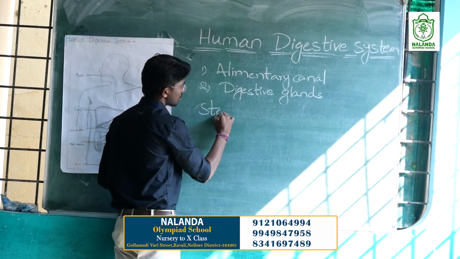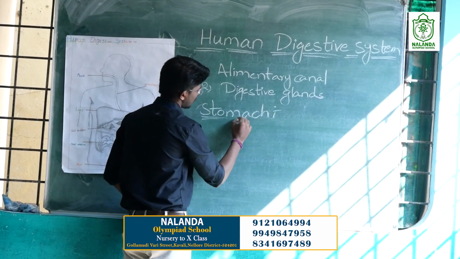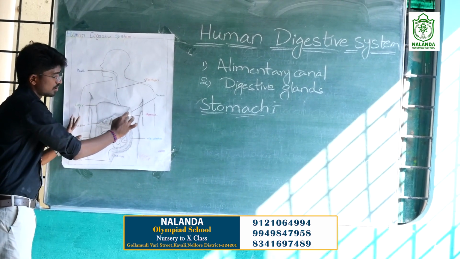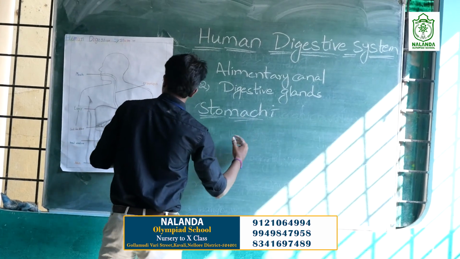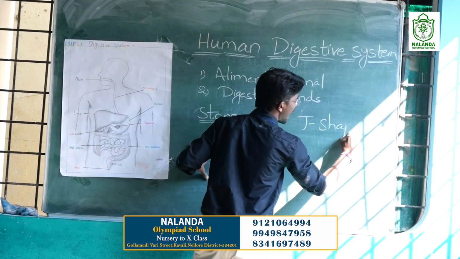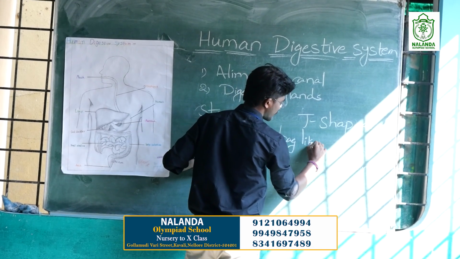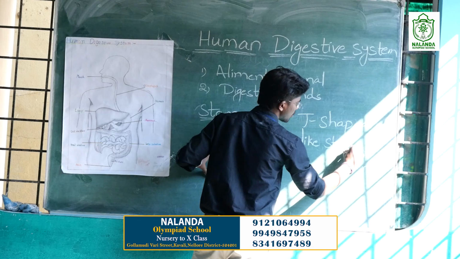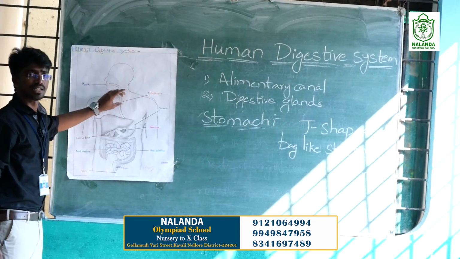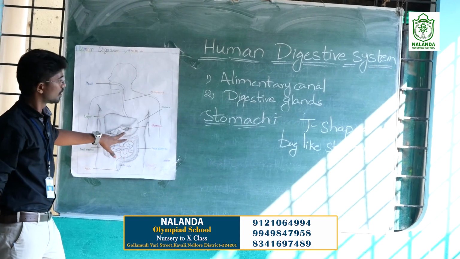Next one, stomach. Children, this is the stomach. This is the part of the stomach. How does it look like? It looks like a J-shaped bag-like structure. It receives the food from the esophagus at one end and it connects to the small intestine at another end.